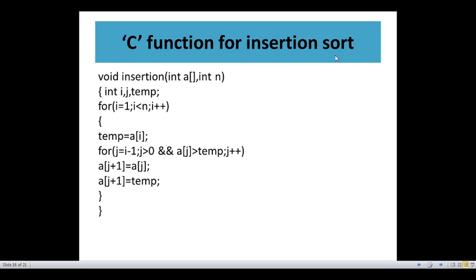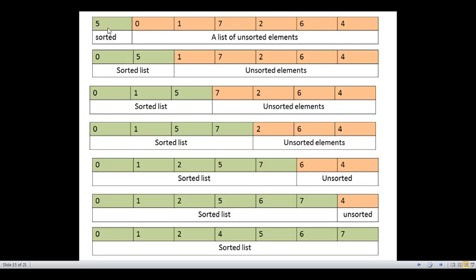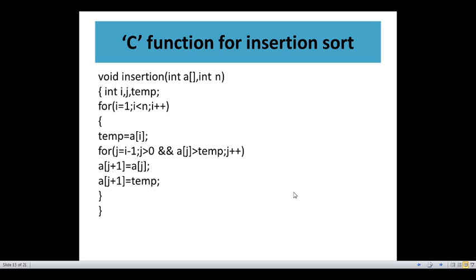See the function for the insertion sort. Here void insertion, int a. Here is your array. Here is the number of elements in your array, n. I, j, temporary. I equals 1, I less than n, I plus plus. Here we are using the I, from here to here, I to n, for all the elements.